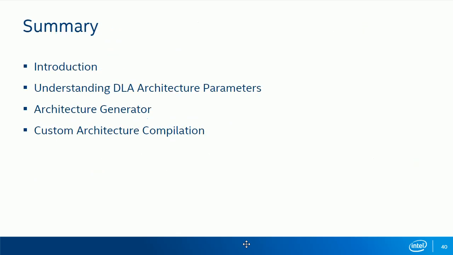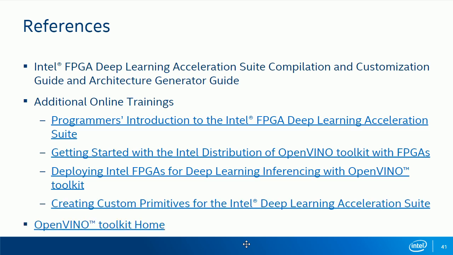This concludes the training. To summarize, we've discussed what's required to build a custom OpenVINO compatible FPGA bitstream. We discussed the various DLA architecture parameters and how the value changes can affect the performance and resource consumption. We went through the architecture generator tool, which can generate an optimal set of parameter values for your neural network graph. And lastly, we talked about custom architecture compilation.